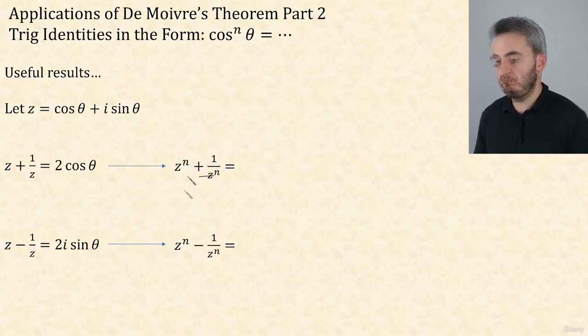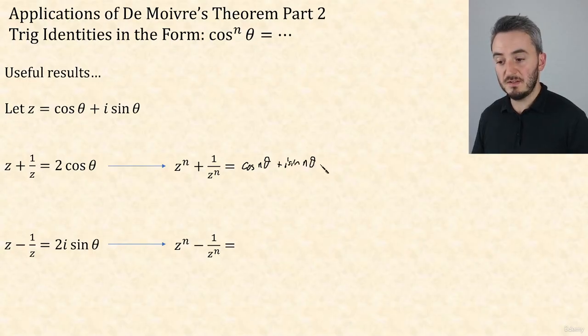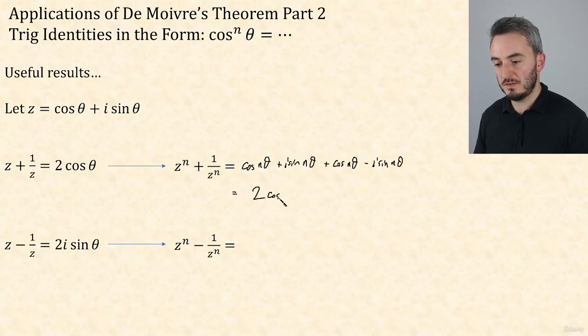We can adapt this as well and consider what we have when it's z to the n plus 1 over z to the n. Well, by de Moivre's theorem, z to the n is cos n theta plus i sine n theta, and 1 over z to the n is z to the minus n, which is cos n theta minus i sine n theta. And so we end up with 2 cos n theta. By a very similar argument, you can work through the details yourself. We're going to get 2i sine n theta.